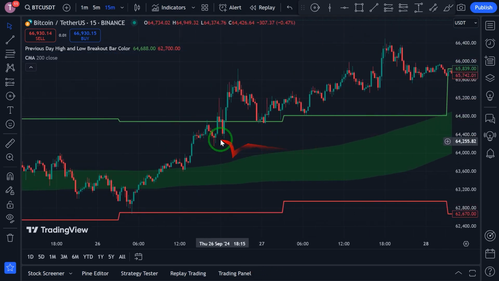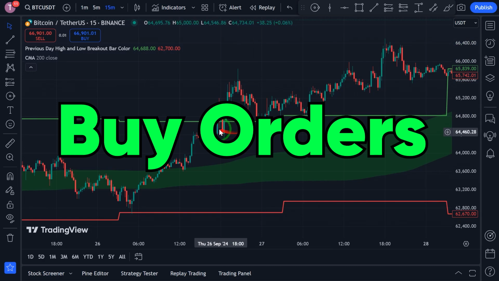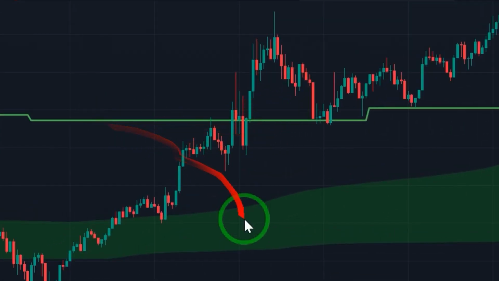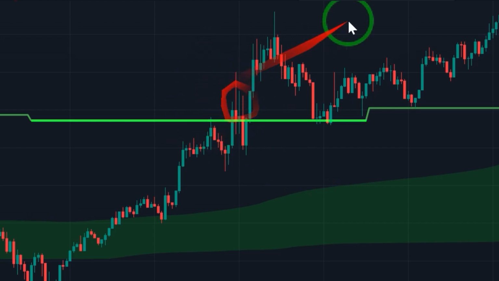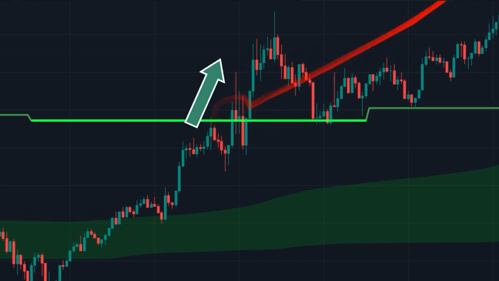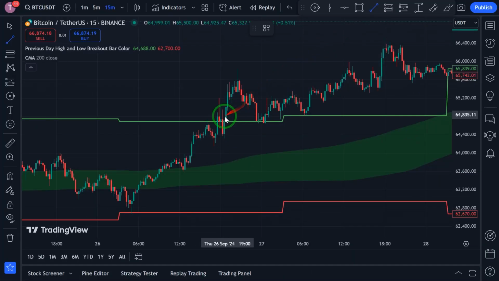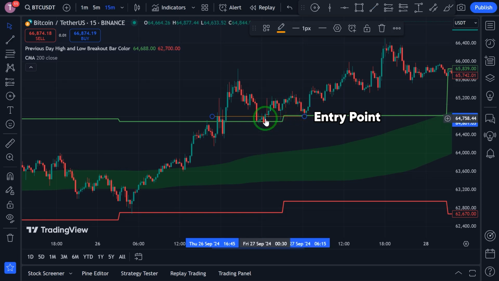Well, now we should start with buy orders. First of all, we need to make sure that we are in an uptrend. After that, you should look for a point when the price candles have broken the previous day's highest price line upwards. If you see these conditions, you will realize that you have found a suitable entry point for a buy trade.